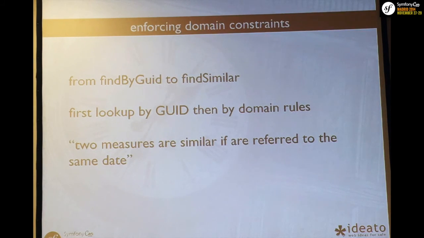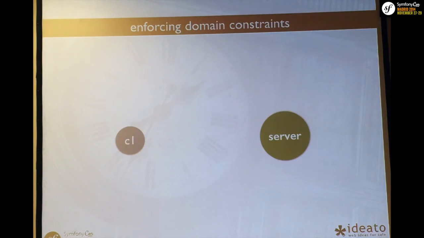For instance, two measures, two temperatures, are similar if they refer to the same date. So basically, this is how it works. On the server, we have, for instance, a record which is synchronized with a field, "when", which defines where that particular measure was taken.